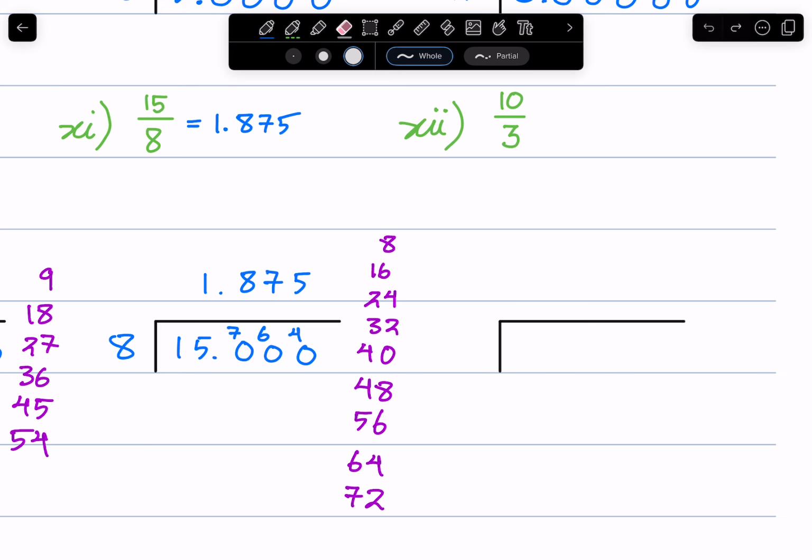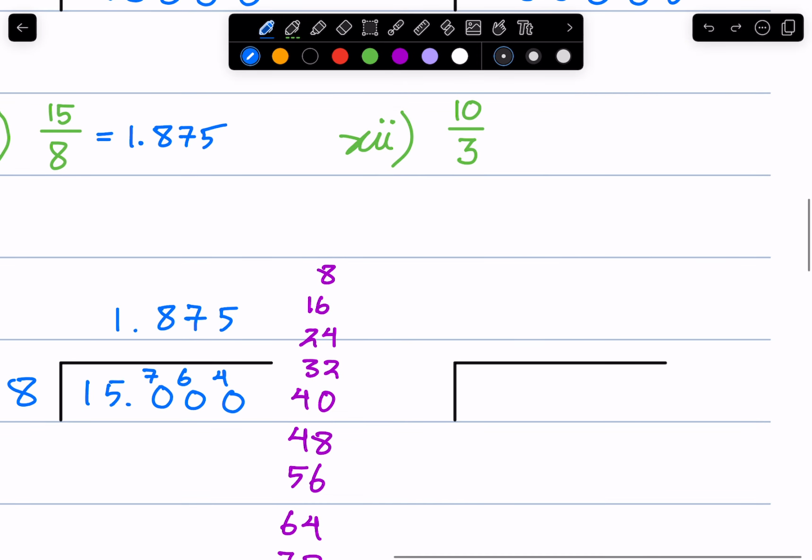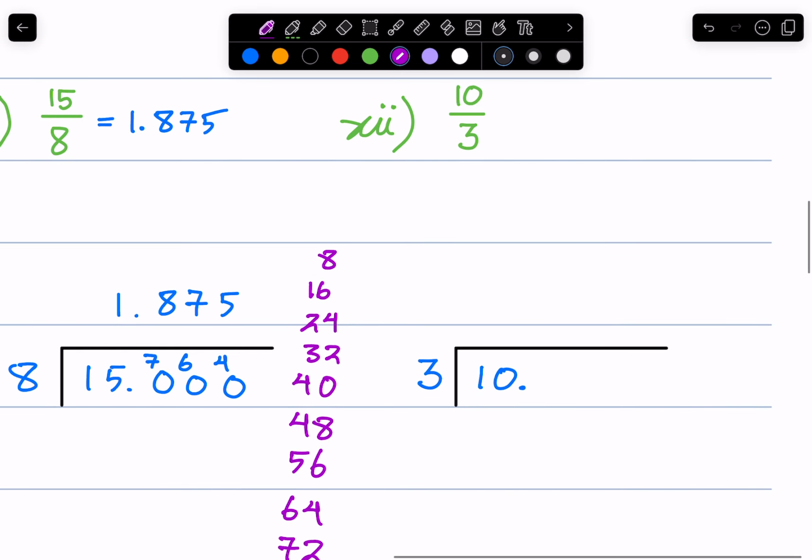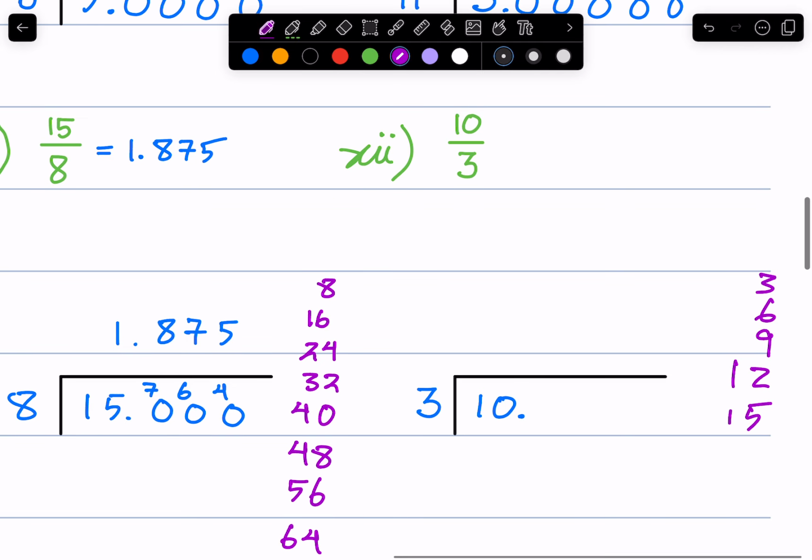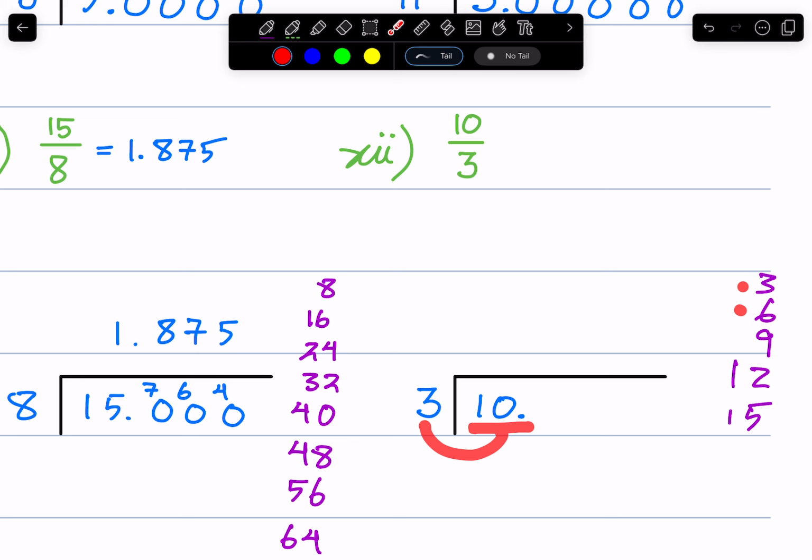Okay, so let's try this last one. 3 into 10. And once again, let's get our 3 times tables here. So 3, 6, 9, 12, 15. And so 3 into 10, the closest I can see here is 9. So that's 3 times 3 gives me 9. But to get to 10, we get a remainder of 1.